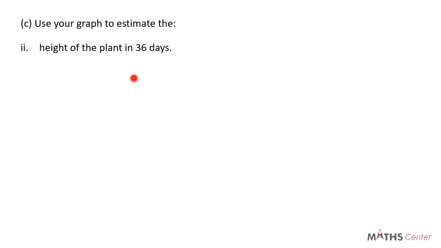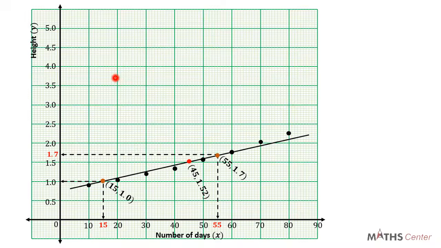Let's consider the last part of the question. It says that we should use the graph to estimate the height of the plant in 36 days. So what you do is that you come to the graph sheet and then you look for 36 on the number of days axis, which is the x-axis. So you look for 36 on the x-axis, you trace it to the line of best fit or the regression line, and then from there you trace it to the y-axis, which is the height axis, and then you read the value there. So 1.35.